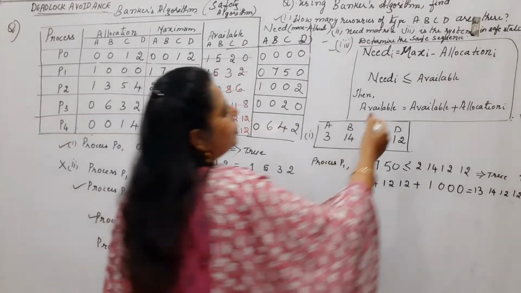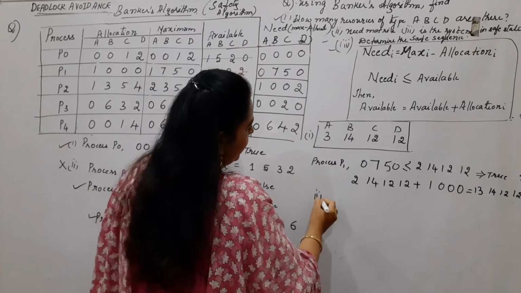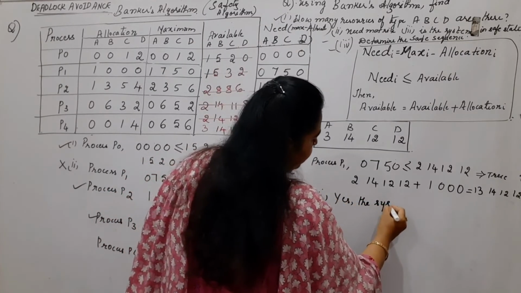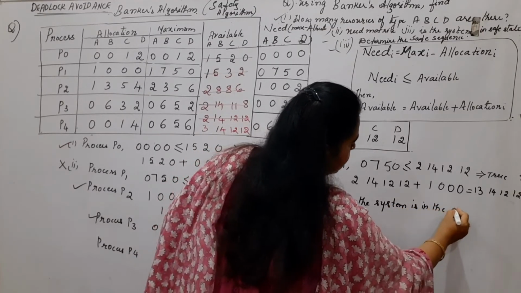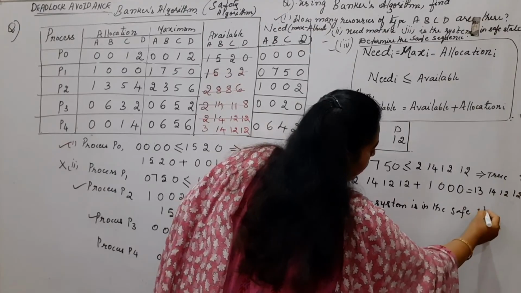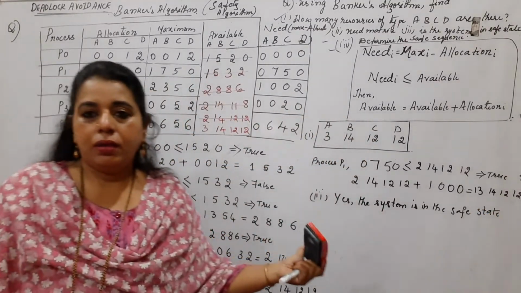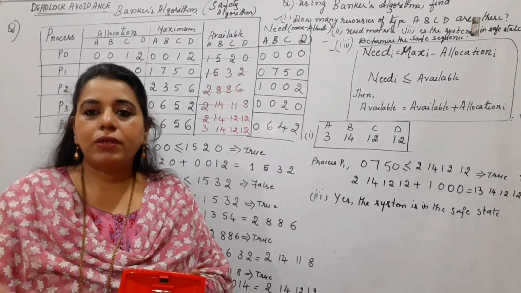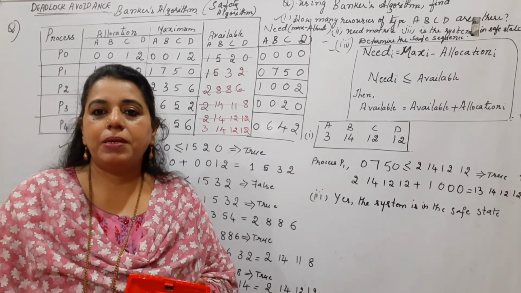So do not skip this part. Here in the question, is the system in the safe state? That is the third part of the question. Yes, the system is in the safe state. You have to write like this. Why we are saying it is in the safe state is that the system was able to make all the processes complete their jobs. There was no deadlock happening in the system. That's why we say the system is in the safe state.